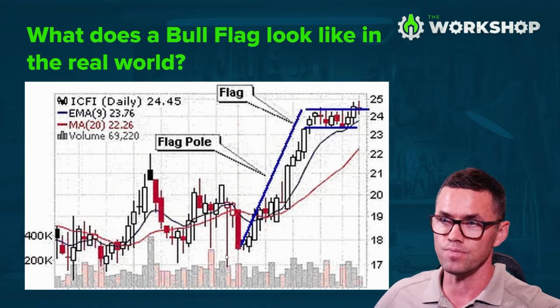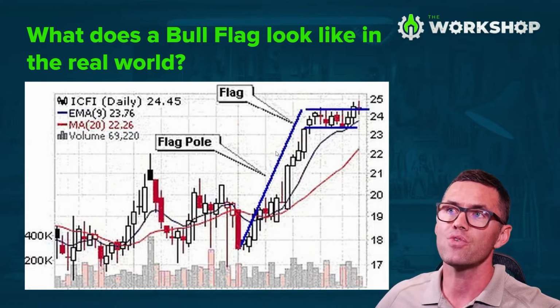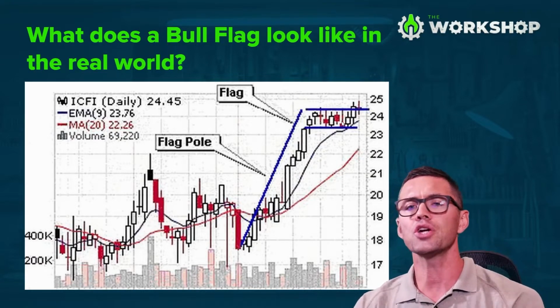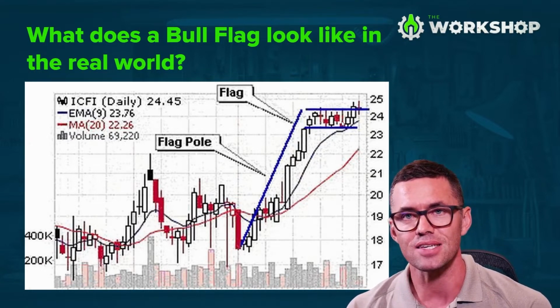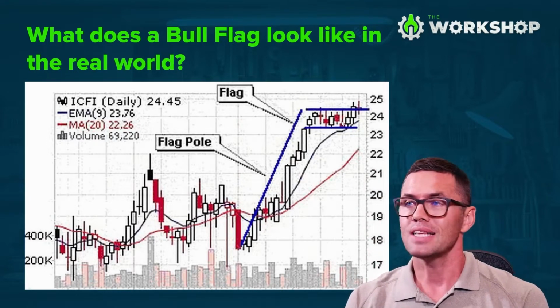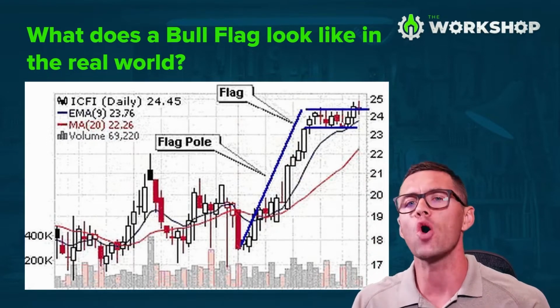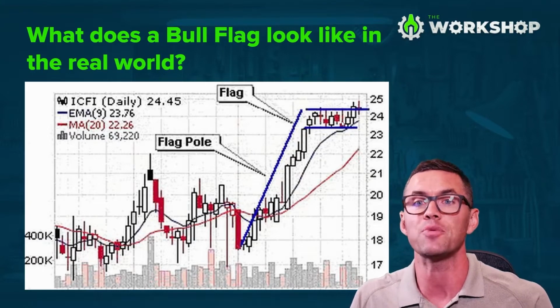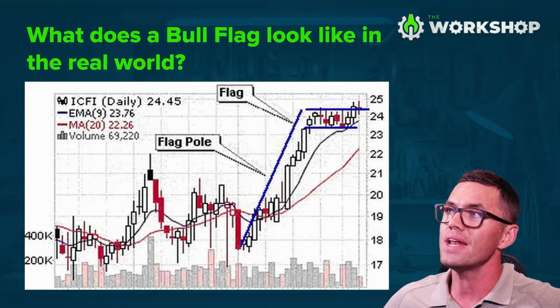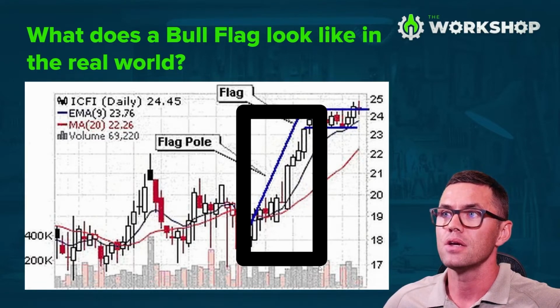ICFI. It's going up, up, up. Here is the flagpole. And then look at that flag. The stock takes off and then it rests. Here's what you need to understand about these movements in stocks. Tickers, these patterns, it's like a sprinter. It can only run so far, so long, so fast before it has to do what? Take a break. So this right here is the sprint.